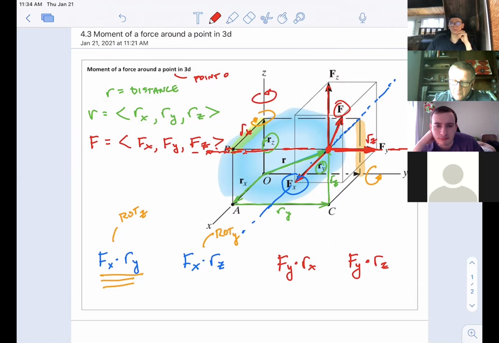So by simple pattern, force of y times radius of x, force of y times, hey, that was this one right here. And from the picture, I can actually see that that's causing rotation around the z axis.